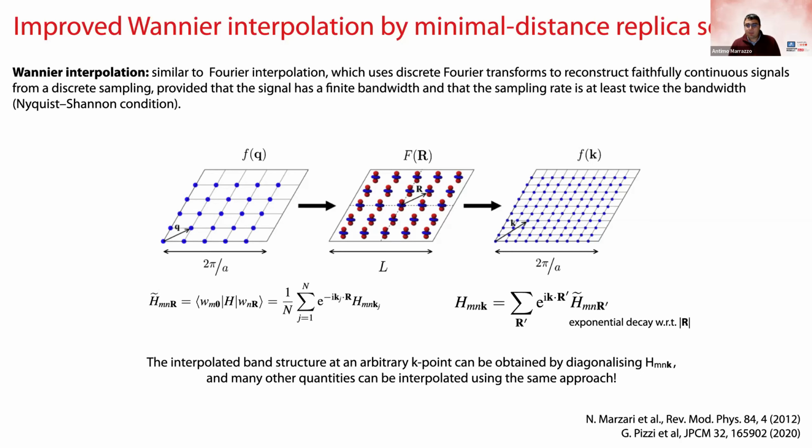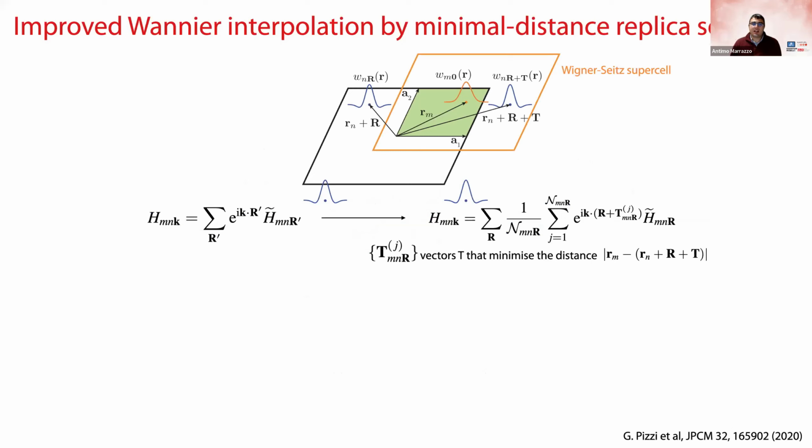A technical point that I want to mention that has been implemented recently in the code is that if you do it naively, so if you just consider this summation here to run on the Born-von Karman supercell, just on the capital R vectors, it's not the most correct way to proceed.